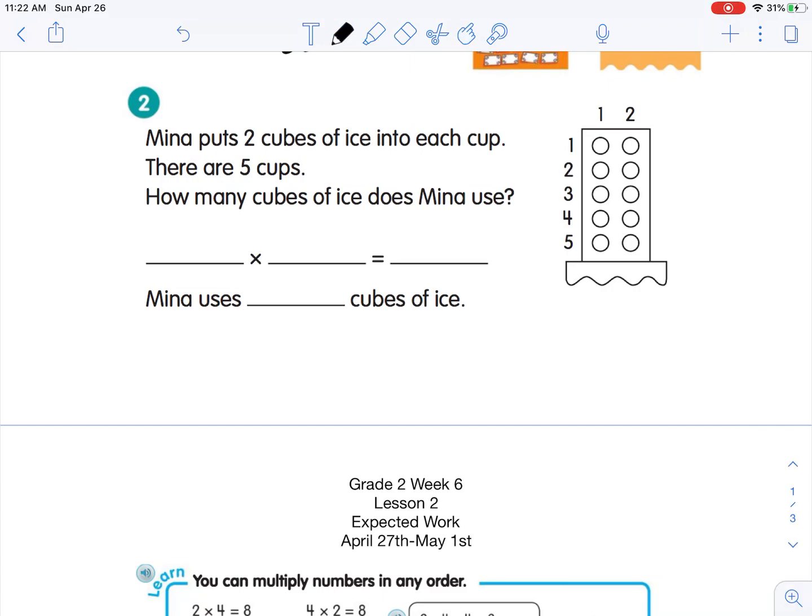Number 2 says Mina puts 2 cubes of ice in each cup. So 2 cubes of ice in each cup, and there are 5 cups. So I know I have 5 groups and 2 in each group.